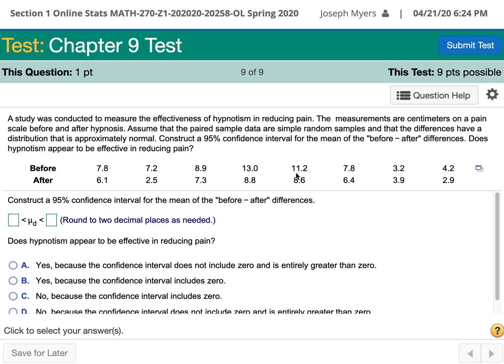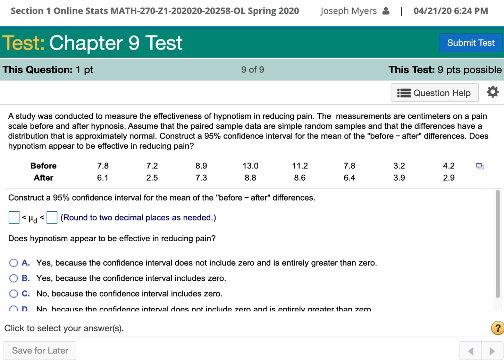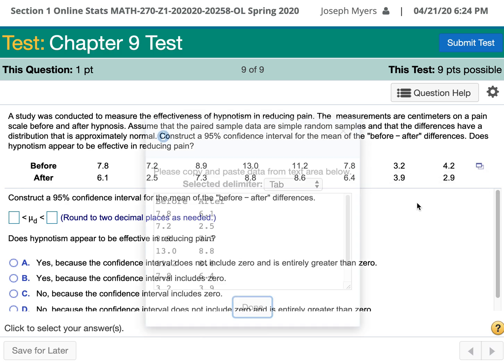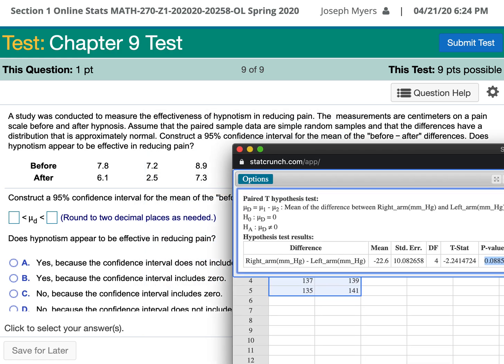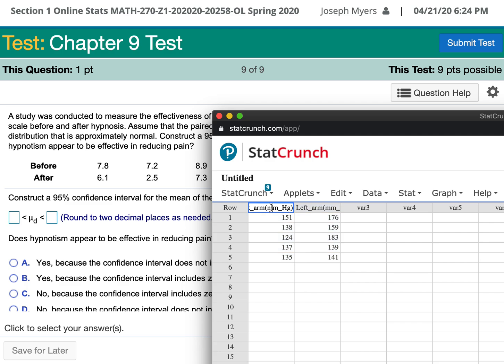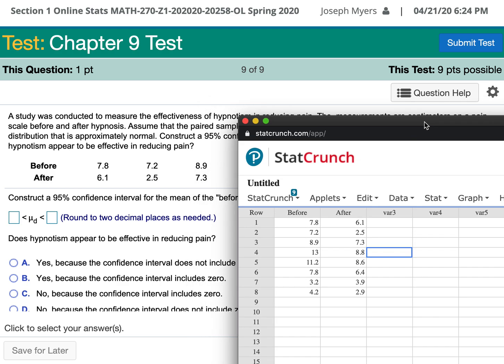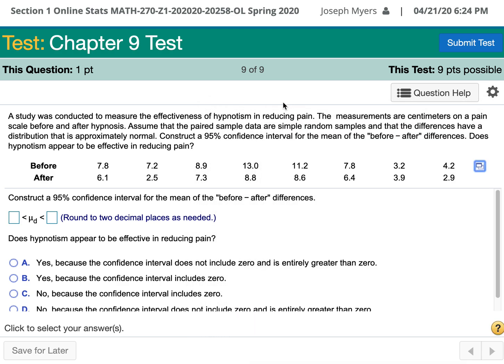All right, then problem number 9. So we're going to, once again, copy to clipboard. So Command C or Control C, and then click on the variable name and do Command V or Control V, and then we have that data. It says construct a 95% confidence interval for the mean of the before minus after differences. And this is measuring the pain before hypnosis and after hypnosis.